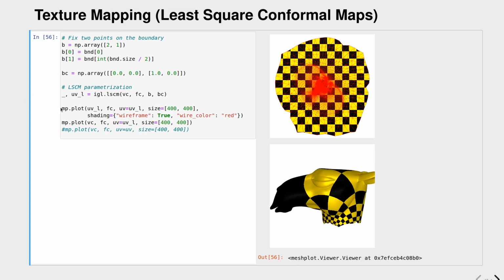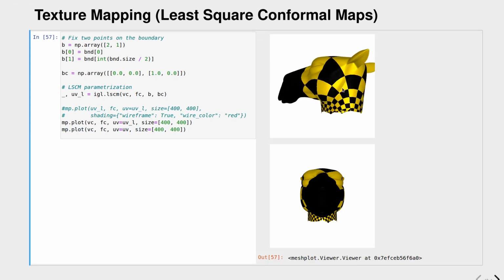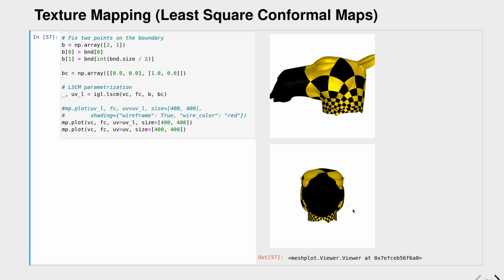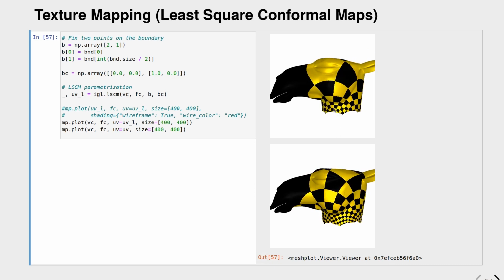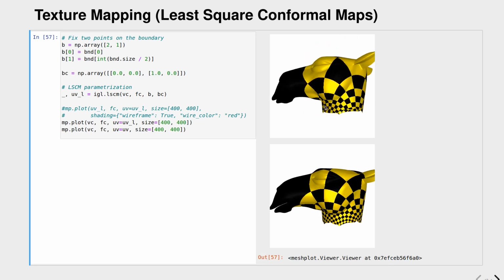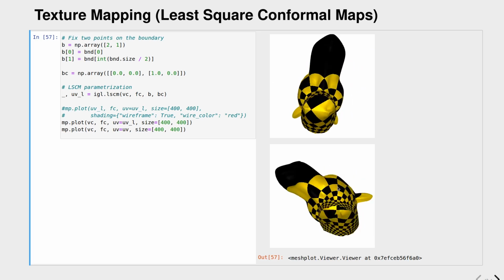In order to compare this to the technique of harmonic parametrization, we can plot the two results next to each other. So this first result is the one with LSCM texture mapping, and this one with harmonic parametrization texture mapping, and it's not extremely visible, but in some areas you can see that the angular distortion is actually lower in the LSCM conformal mapping.